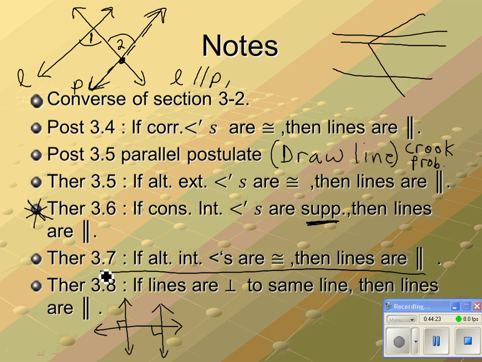And do not write what Robert just said. Write: if alternate interior angles are congruent, then we know that we have parallel lines. What did I say? Said 3.7. Well, that was Brian. So, again, don't write 3.7 or 3.8 or 3.5 because I don't have any clue what any of those say. All right?